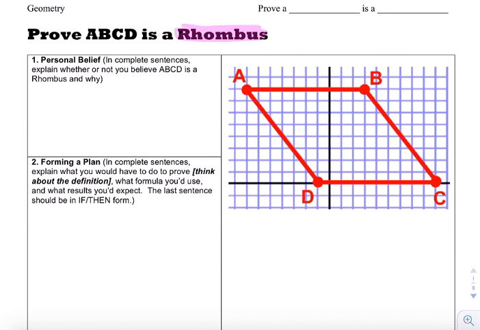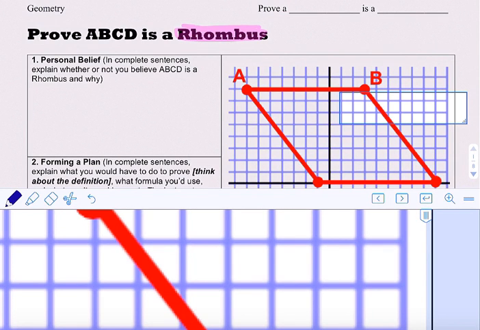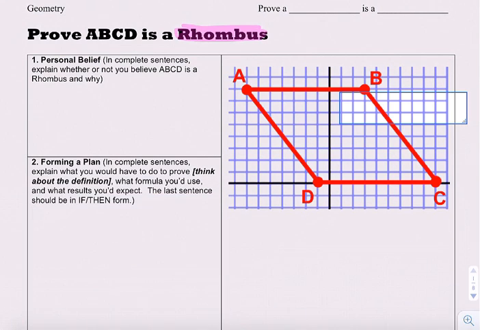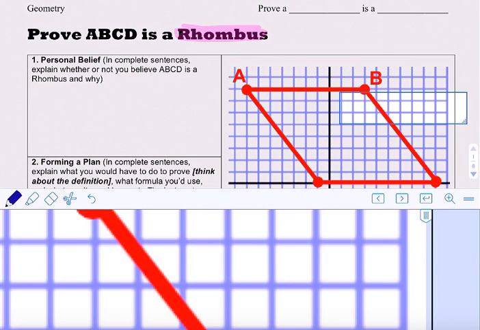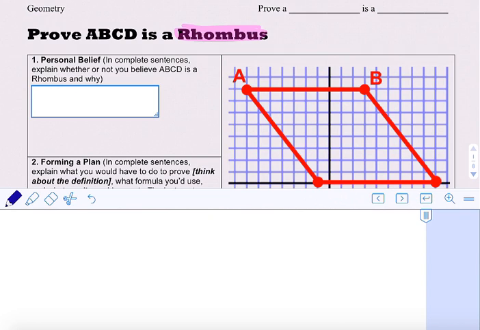Let's talk about how to prove ABCD is, or is not, a rhombus. The first step is still forming a personal belief. This is a really important step in the proofwriting process because it not only connects you to the information, but it also proves that you evaluate the picture at least very casually. So the first thing we're going to do is look at ABCD and ask ourselves, does this look like a rhombus? Well, you still have to have the definition in mind.